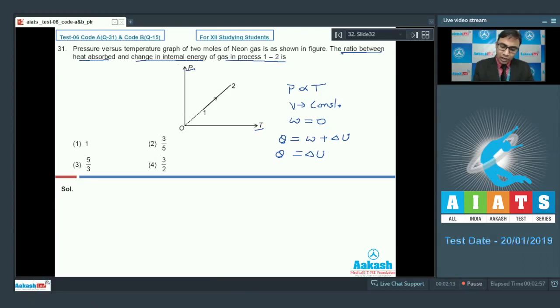So the question says the ratio between heat absorbed and change in internal energy. So that means Q by delta U will be equal to 1. So our option number 1 will be the correct option. Let's move to question number 32.